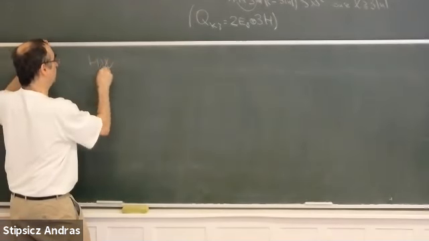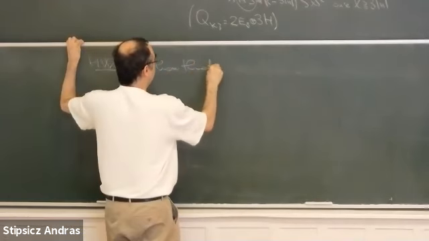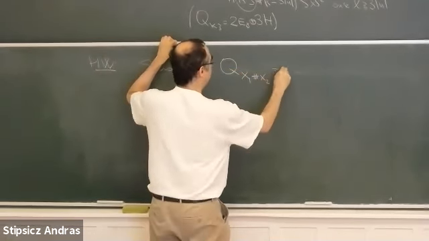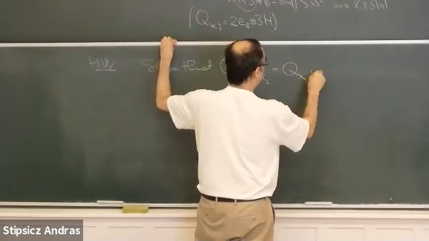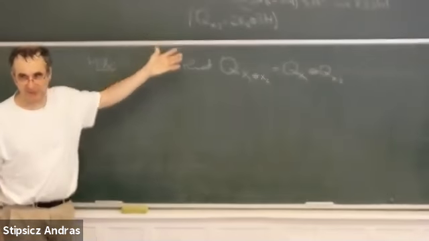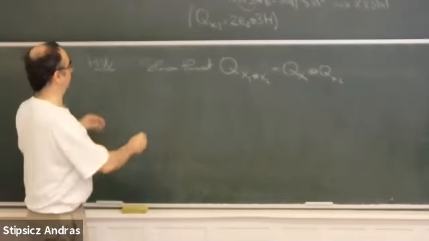Homework: show that the intersection form of a connected sum is just the sum of these intersection forms. This is what I repeatedly used before. Please think it over. It's not very complicated.